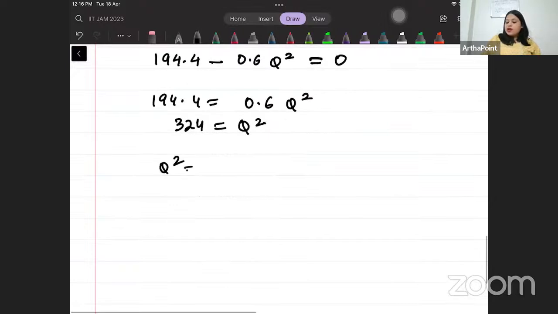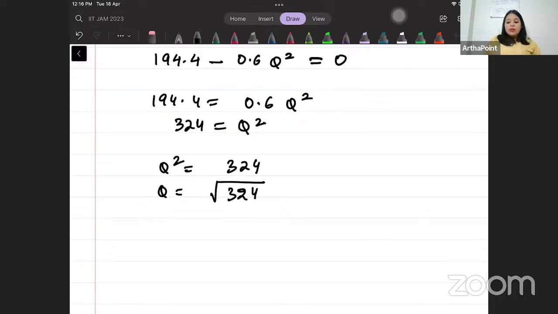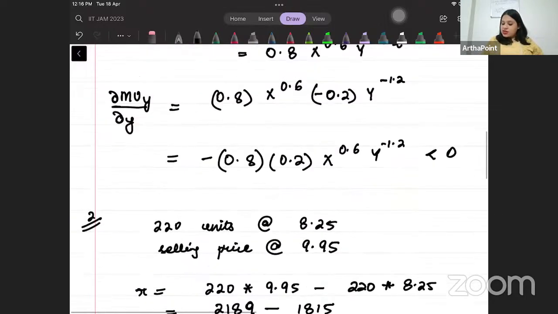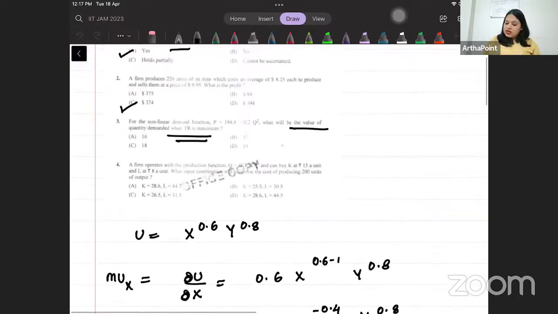So q square is 324. So q will be under root of 324. Remember, quantity can only be positive. So if I have to write the answer of this under root, it can only be positive. So it will be only 18. Okay, so the answer to question number 3 is 18. Come to the next question.